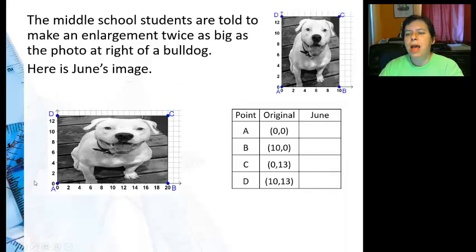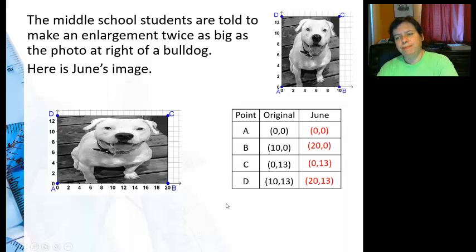June said, well, I'm just going to go ahead and make it twice as wide. That'll be twice as big. So that's only going to affect the x-coordinate. So the A point stays the same, B is 20, 0, C is 0, 13, and D is further out. Again, my C and D are switched up here.